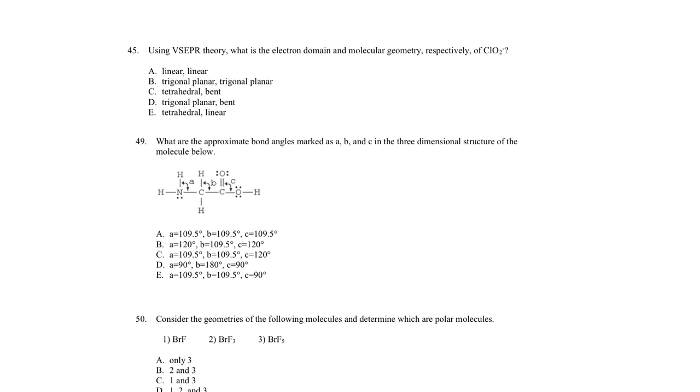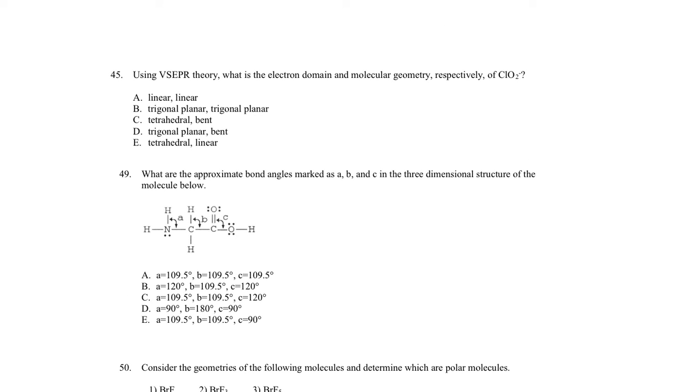All right, so moving on from here, 45. These are just taken from some random practice exam packets. From VSEPR theory, what's the electron domain and molecular geometry of ClO2 minus? Well, let's think about something real quick. We have 3 atoms total, so this is either going to be linear in terms of the molecular geometry, or it's going to be bent. Those are the only 2 possibilities for having 3 atoms.